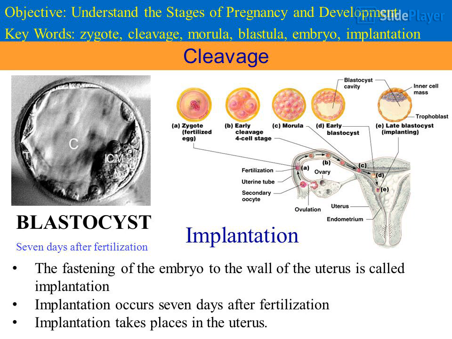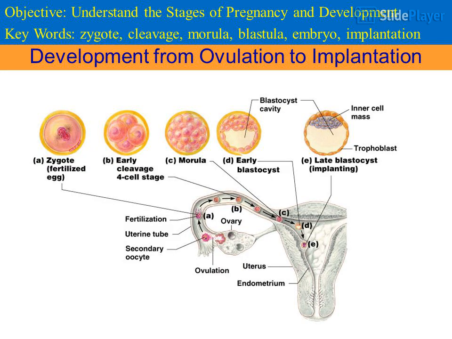Cleavage. Blastocyst. Implantation. 7 days after fertilization. The fastening of the embryo to the wall of the uterus is called implantation. Implantation occurs 7 days after fertilization. Implantation takes place in the uterus. Development from ovulation to implantation.